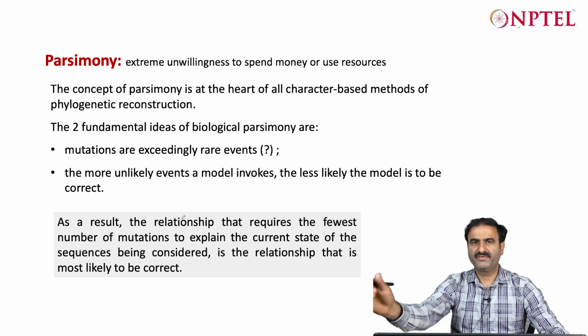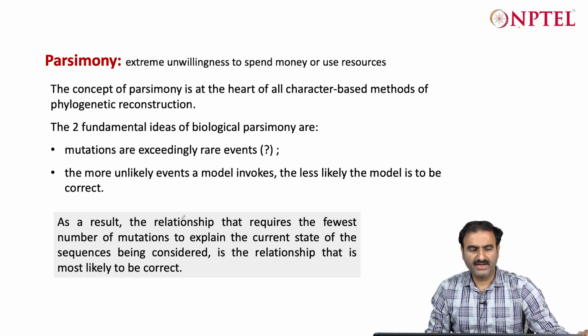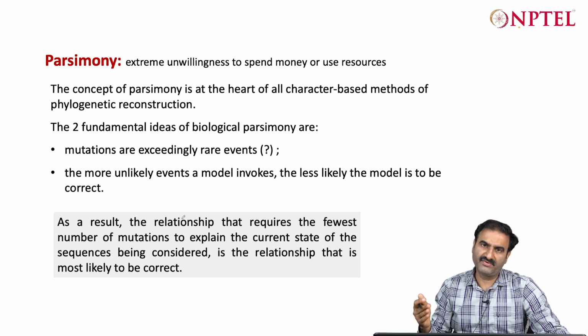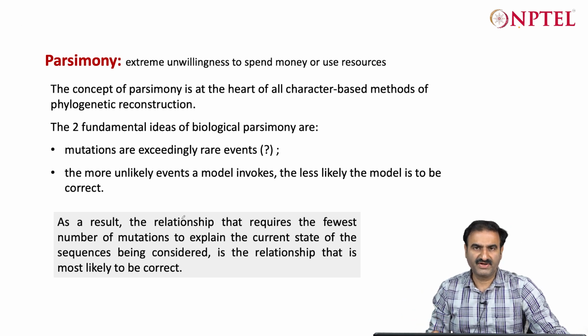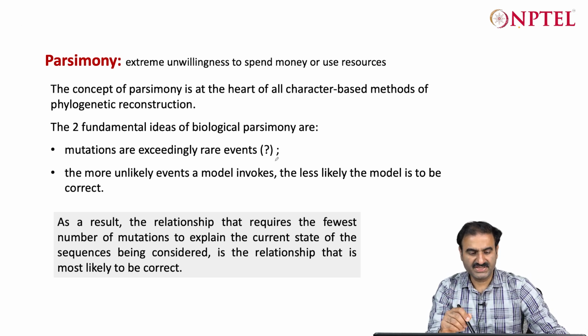Okay, so parsimony means basically extreme unwillingness to spend money, you are very miserly, like that. And that is why the word parsimony here, maximum parsimony. It tries to use only the informative sites and not all the sites in the alignment data that it gets to construct the tree. Okay, so its assumptions are that mutations are very rare events and do not occur always.